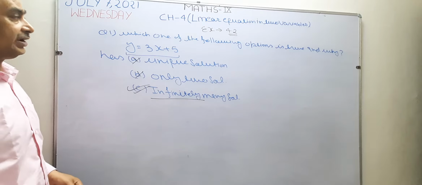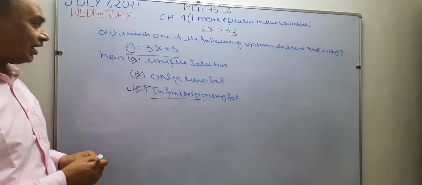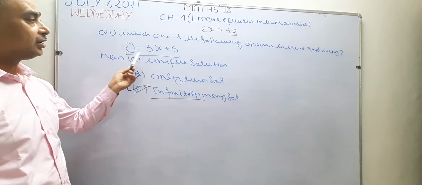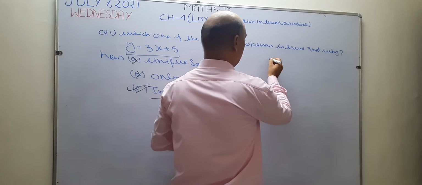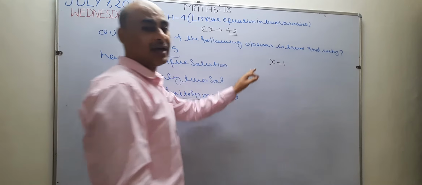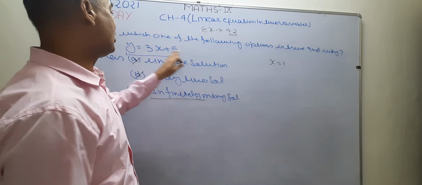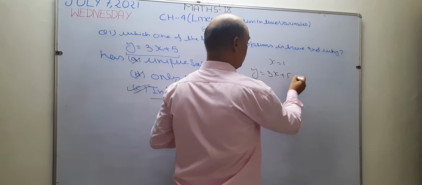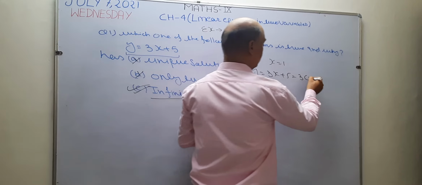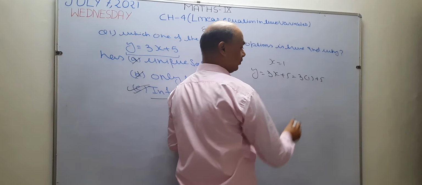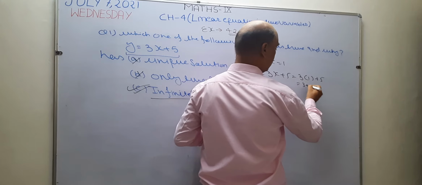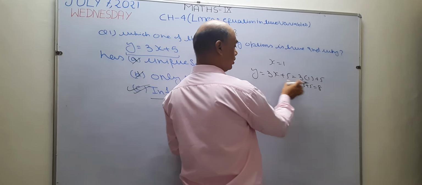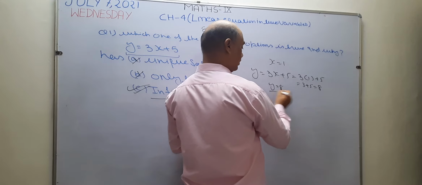Now I want to explain why. Because for every value of x, there is a corresponding value of y. Suppose I take x equal to 1. I substitute the value of x in this equation, 3x plus 5. Instead of x I take 1 and all the other numbers remain the same. Now see, 3 ones are 3, 3 plus 5 is 8. When I take x equal to 1 in this equation, the value of y becomes 8.